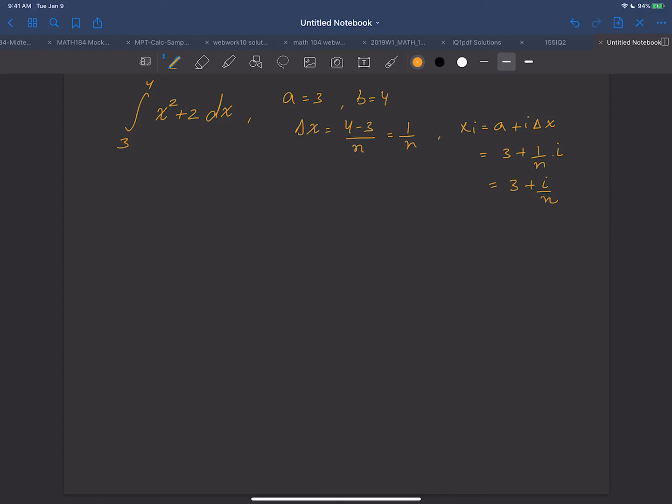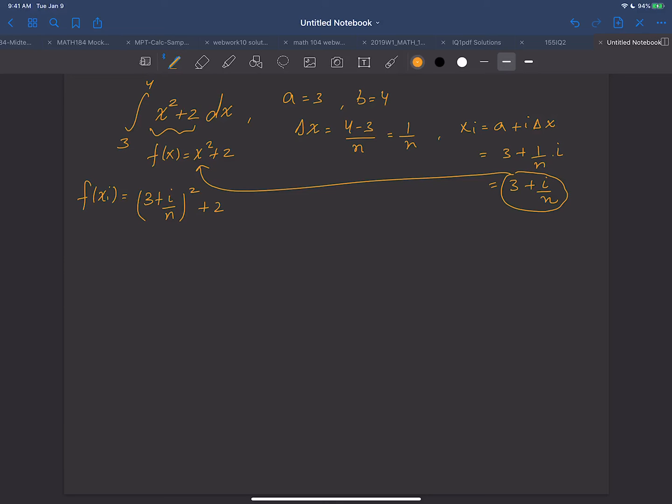Now, once I have my delta x, what is my f of x? My f of x is just going to be x squared plus 2. So my f of xi is going to be, just plug this in the place of x. So we're going to get (3 plus i divided by n) whole squared plus 2.